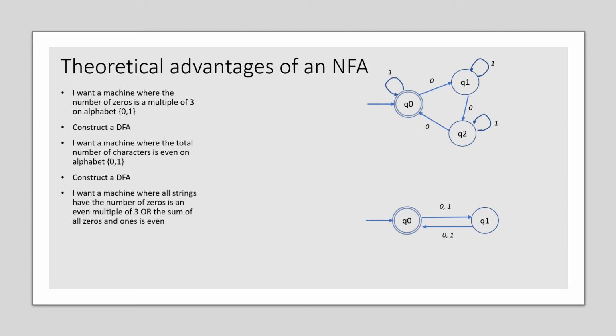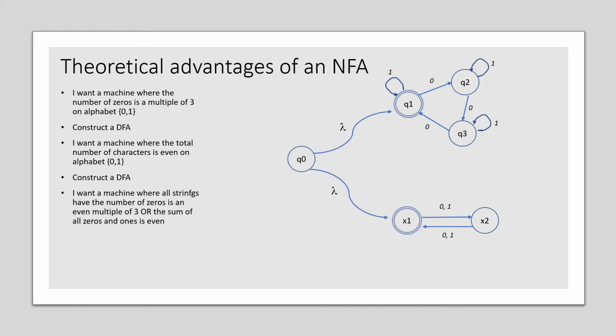All right, now I want a machine where all strings have the number of zeros as a multiple of 3, or the sum of all the zeros and ones is even. So now I want a machine that is either one of these two things. So how am I going to handle that situation? How am I going to build it? And you can build a DFA for this, and it would be pretty complicated.